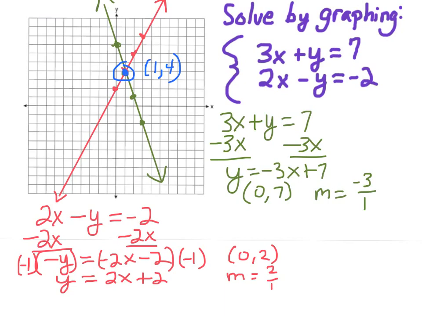Let's just kind of talk through it so we don't take too much time. 3 times 1, if x is 1, that's 3, plus 4 is 7, and then over here, 2 times 1 is 2, minus, if y is 4, that would get -2, so it works.